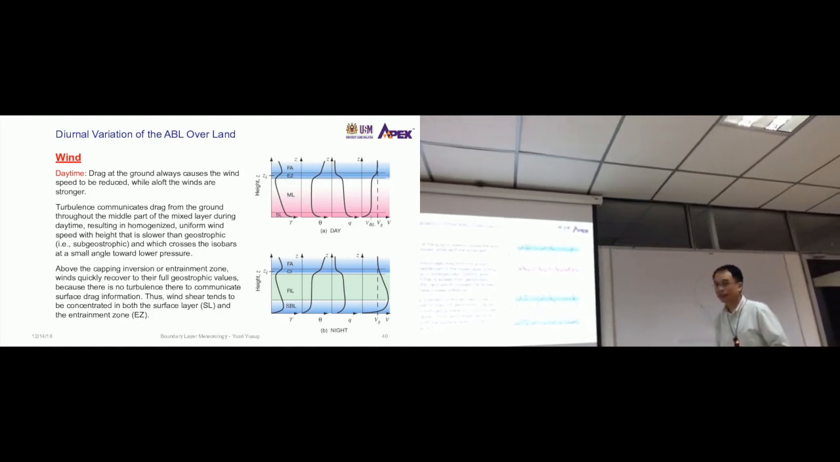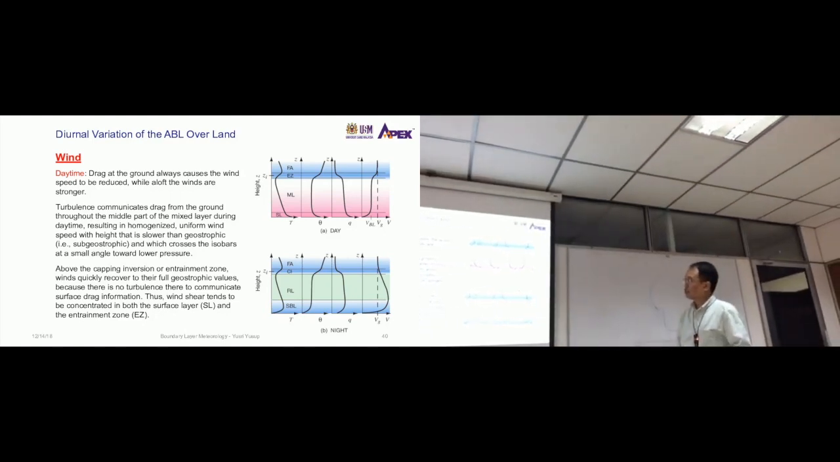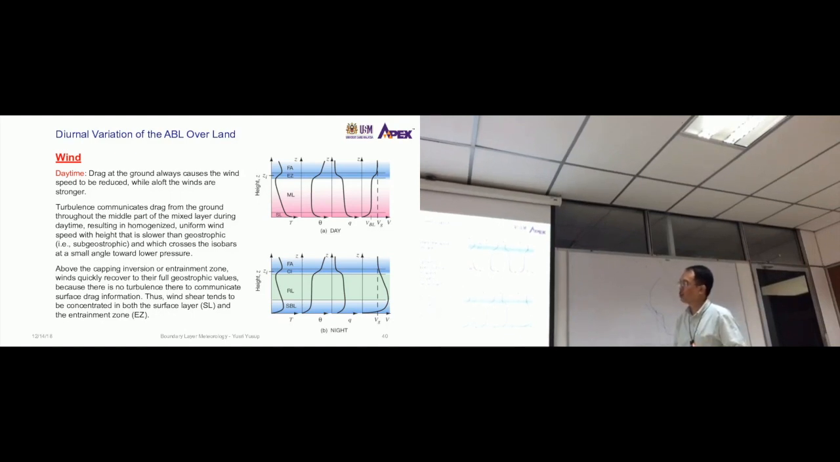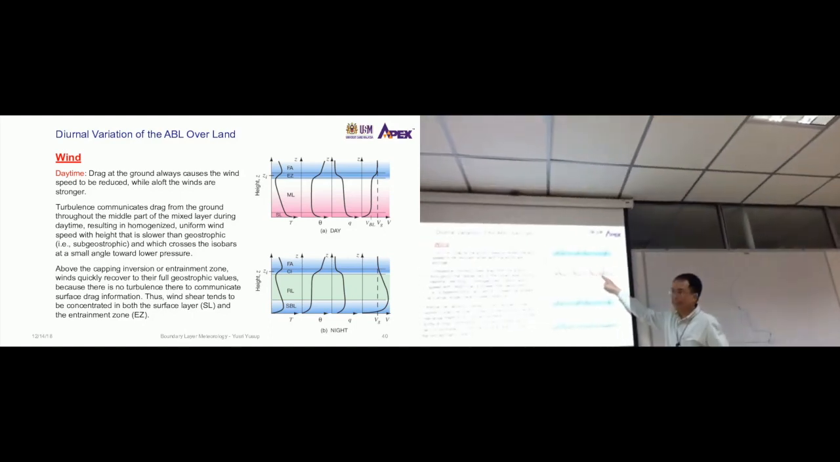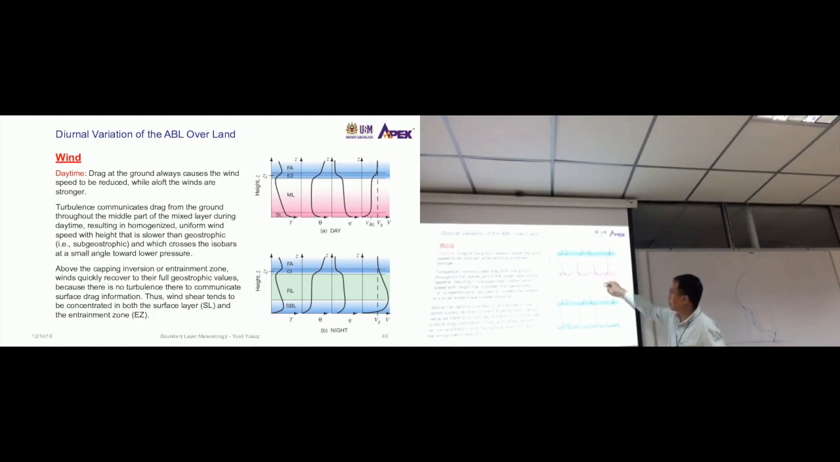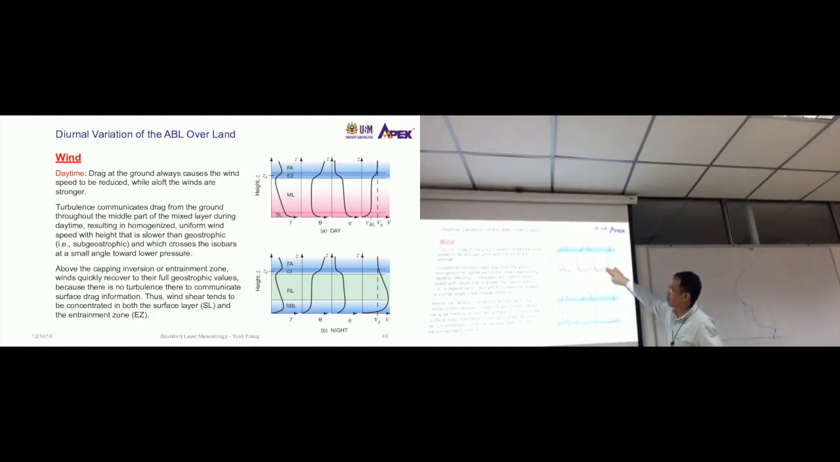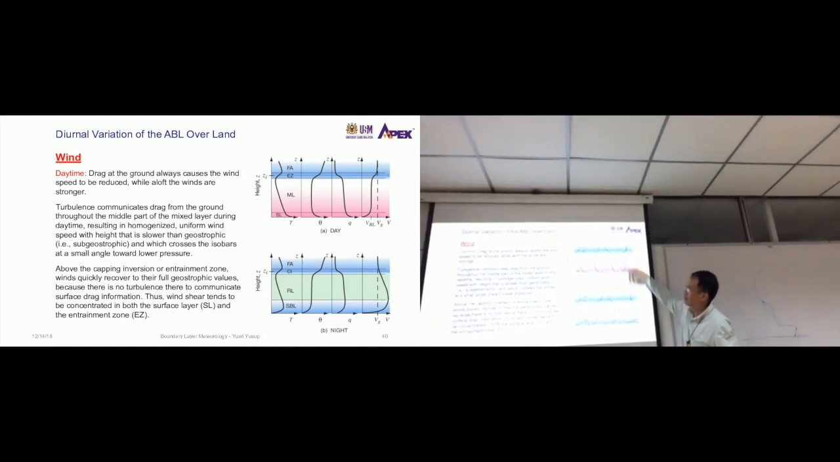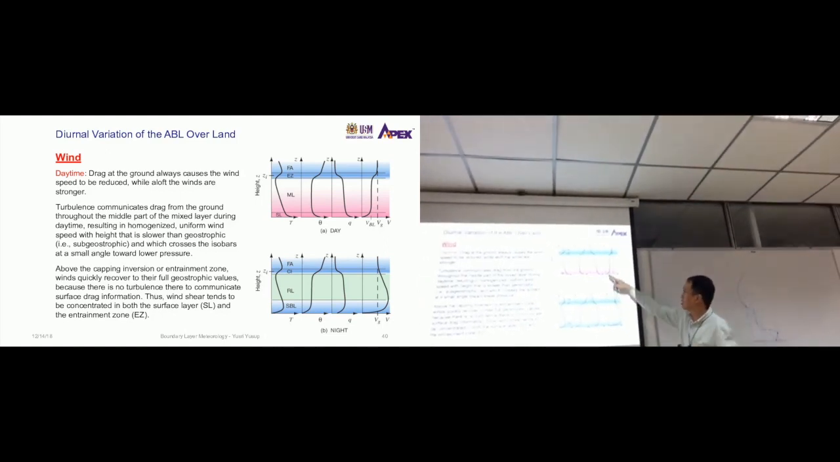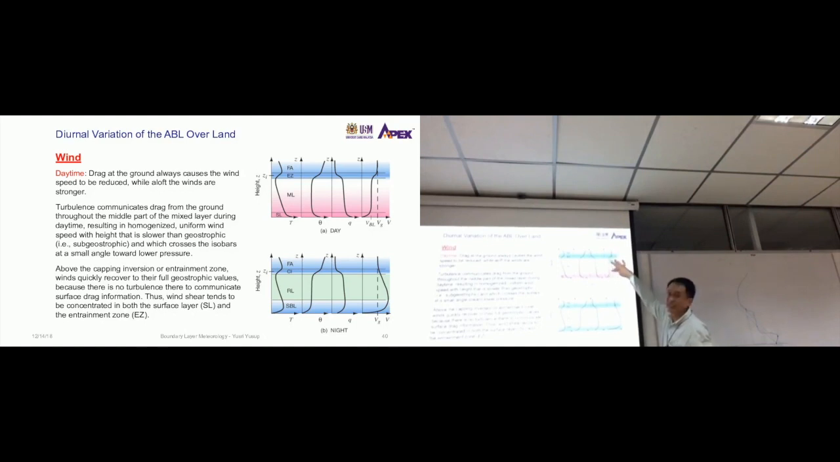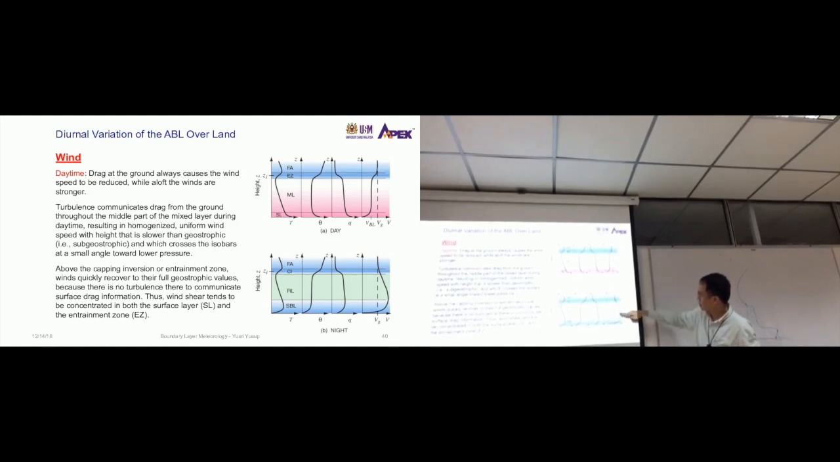Now it's still during the day. Now, turbulence communicates drag from the ground throughout the middle part of the mixed layer during daytime, resulting in homogenized uniform wind speed with height that is slower than geostrophic, subgeostrophic, and which crosses the isobars at a small angle toward lower pressure. So there's drag here. So there's turbulence here. This turbulence carries the drag from the ground to the mixed layer. And once it reaches a certain height, then it's homogenized. Same goes for this one, except for there's a slight decrease here. But notice that it's homogenized here.